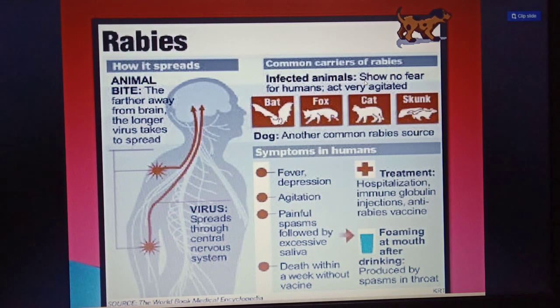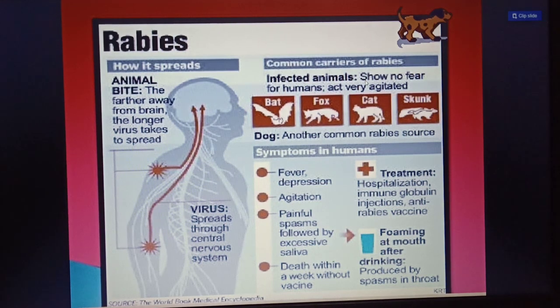The symptoms in a human being are fever, agitation, and painful spasms over the bitten area, and death within a week if you are not taking a proper vaccine against rabies. For the treatment, hospitalization is very important, immunoglobulin injection has to be given, and the anti-rabies vaccine is given over the process.